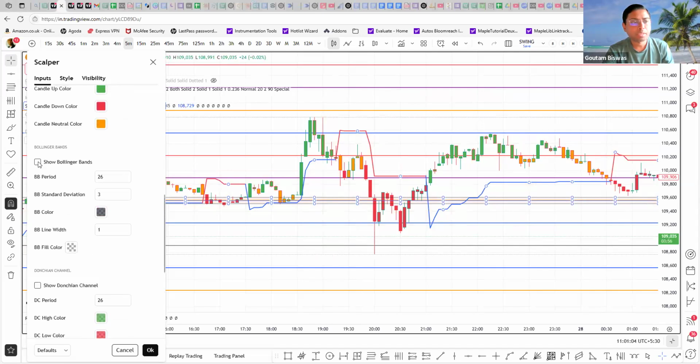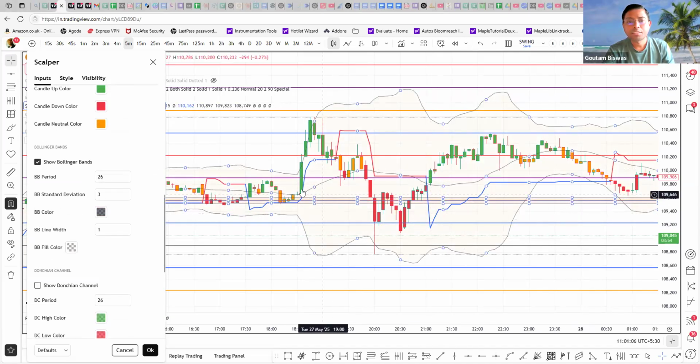Typically, when you see price is in an uptrend, it will sort of go along the higher boundary of the Bollinger Band, like that, right? So price at least has to be above the mid Bollinger Band to be considered bullish. That is the criteria I've used, right? Price has to be above the mid Bollinger Band to be considered bullish.